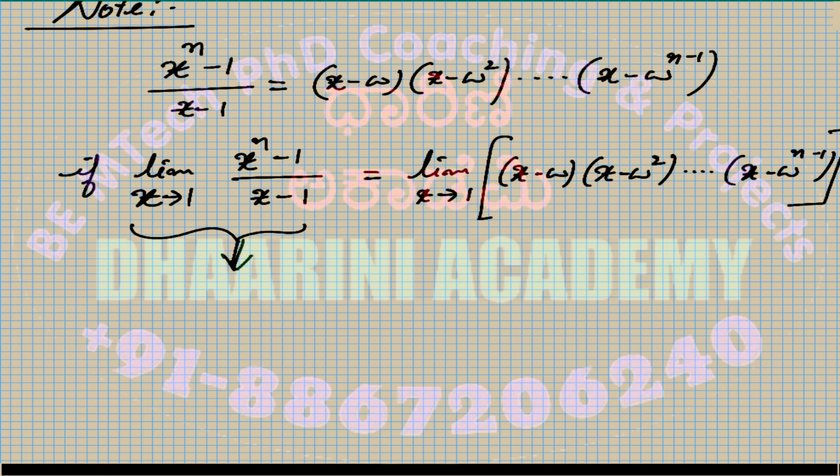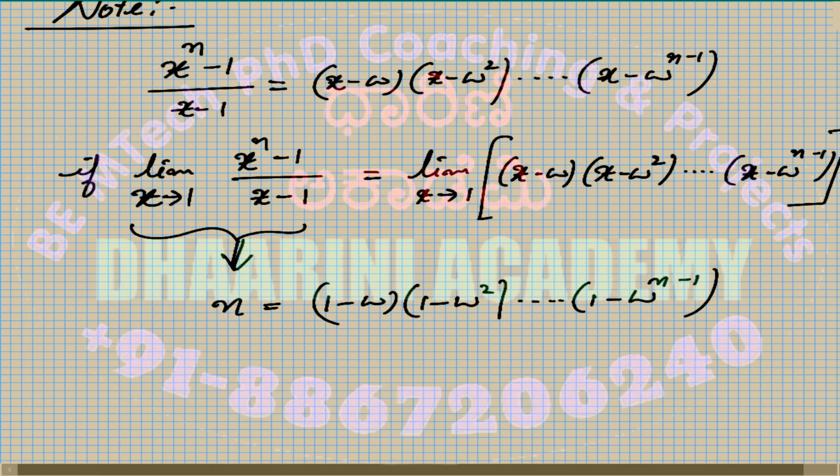Okay, has this topic, application of limits, been covered? Okay, so if it is covered, you know that this is nothing but n itself, right? Limit x tends to 1 of x to the n minus 1 by x minus 1 is n. n is equal to, put x as 1 on the right hand side, this becomes 1 minus omega, 1 minus omega squared, up to 1 minus omega to the n minus 1. Okay, this is equal to n.